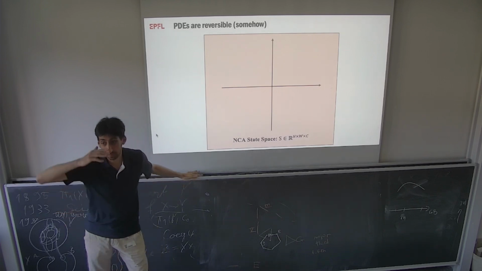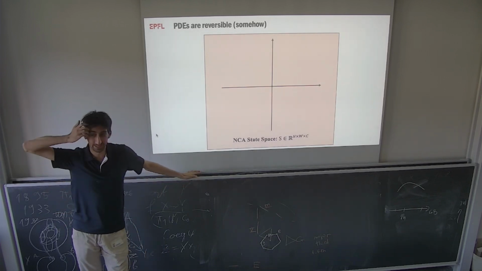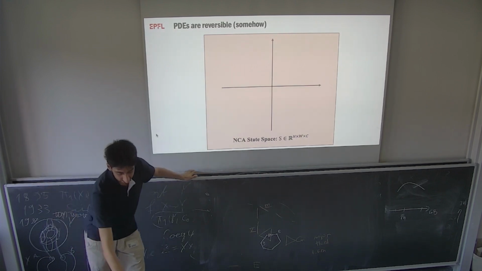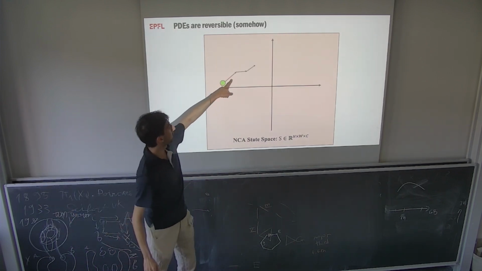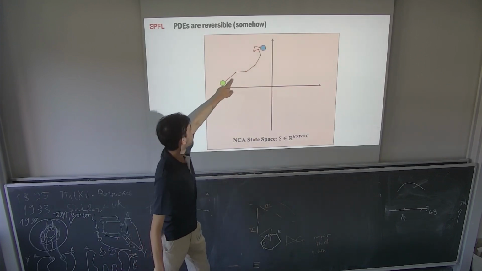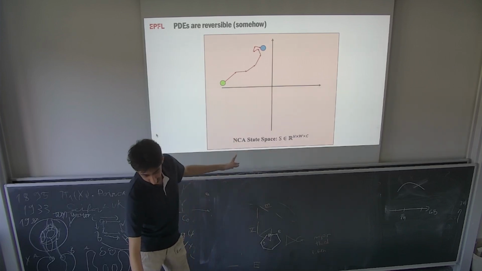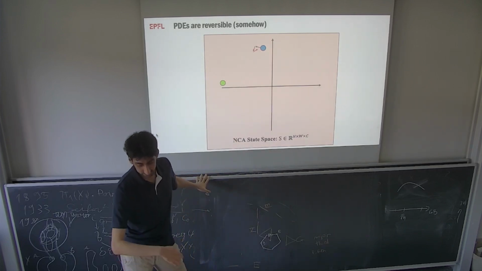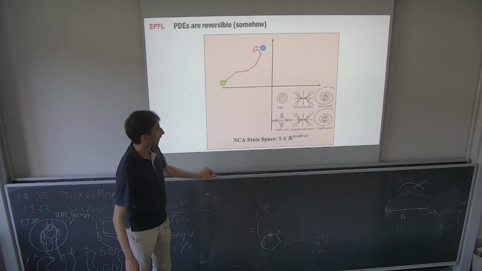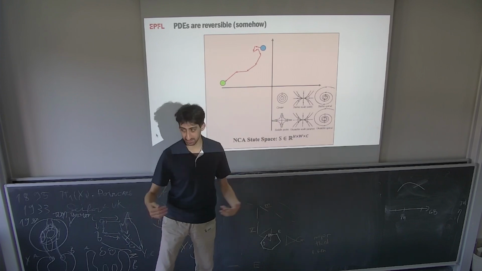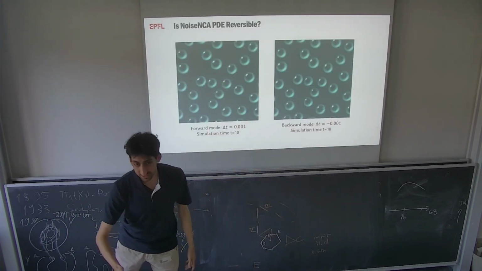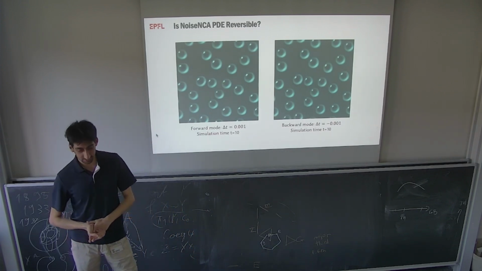Now we know that ODEs and PDEs are reversible except in the fixed points. So if we start from here and we follow the updates of a PDE, we go from here to here. And if none of them are fixed points, we can do the same and it will go back. But this won't happen in fixed points because in a fixed point there are many arrows that go inside. So is NCA reversible or not?